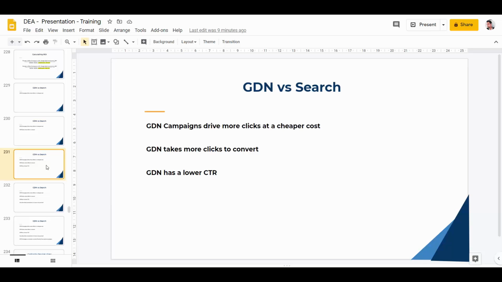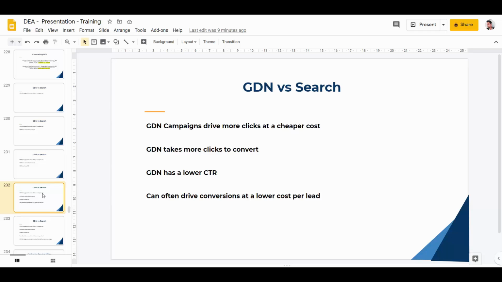A GDN campaign has a lower CTR, meaning people click on GDN ads way less than they click on search ads, which makes sense, right? When you're searching for something on Google, you're more likely to click on the ad than if you're surfing a website and you see a banner. People are not going on websites necessarily to click on banners, but they'll click on the banner if it's interesting. But it's super normal to get a lower CTR on your ads. CTR means click through rate. It's basically how often your ad is displayed and how many times people click on it. So that's totally normal.